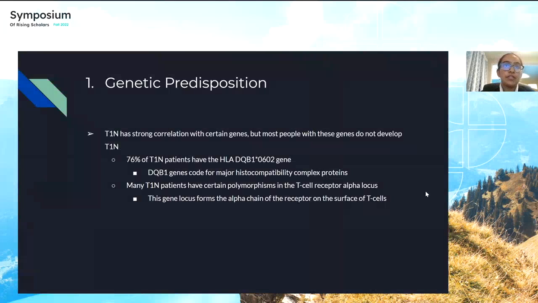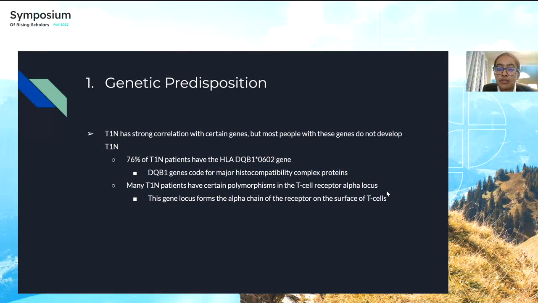Firstly, the genetic predisposition. T1N has a very strong correlation with certain genes, but most people with these genes do not develop T1N. 2 prominent genes are the HLA-DQB1*0602 gene, which is part of the HLA complex, which basically is a gene locus which codes for the antibodies that are used by the immune system.